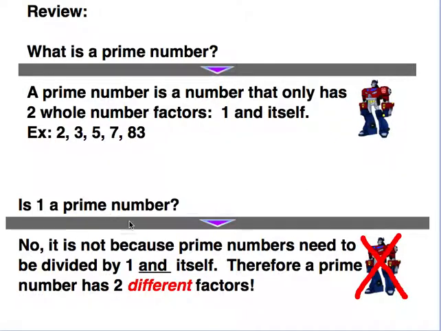Is 1 a prime number? No, it is not. And the reason why is because prime numbers need to be divided by 1 and itself, okay? If it said 1 or itself, then 1 could possibly be a prime number, but it's not, okay? Very important.